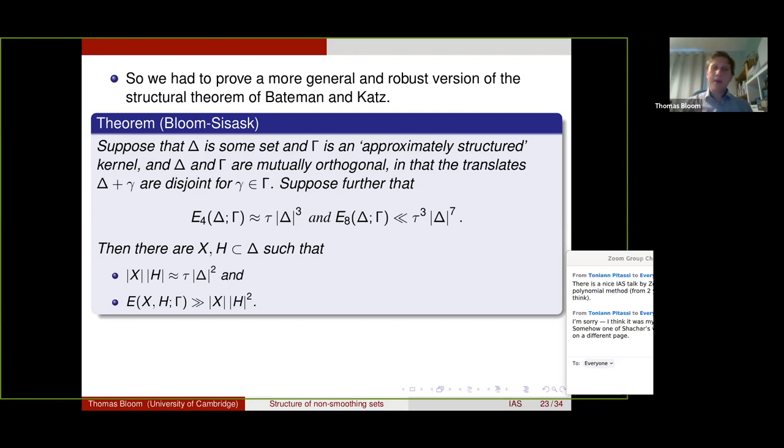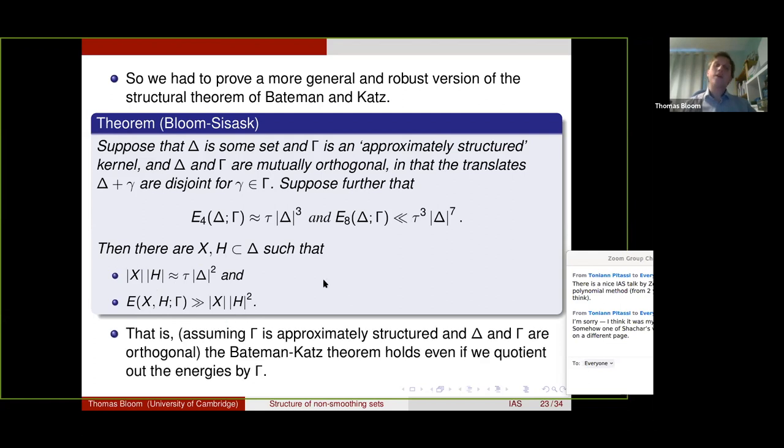And I still have the same kind of information. So I have E4 of delta relative to gamma is still around tau times delta cubed. E8 of delta relative to gamma is still basically tau cubed times delta to the 7. And I get the same sort of conclusion. So there are X and H, such that the product of their sizes is tau times delta squared. And now their relative energy, relative to gamma, is still basically maximal.